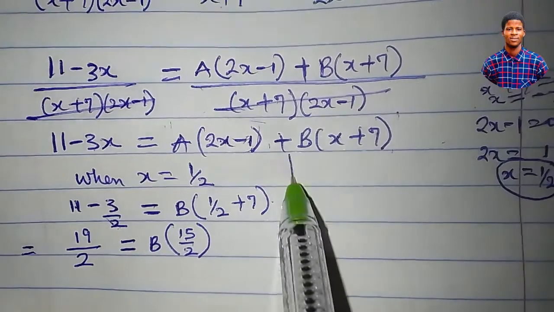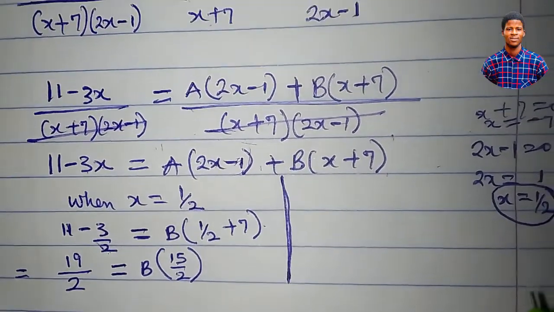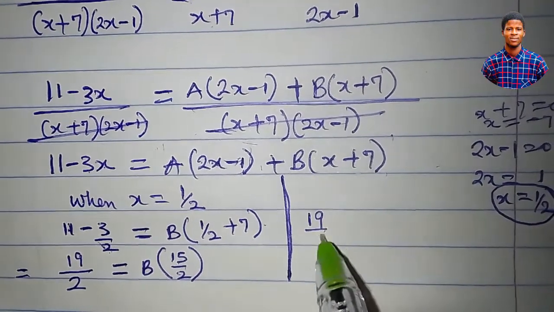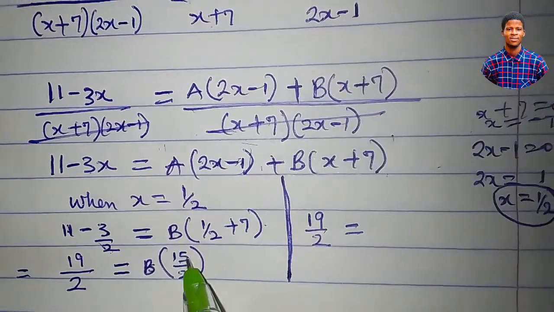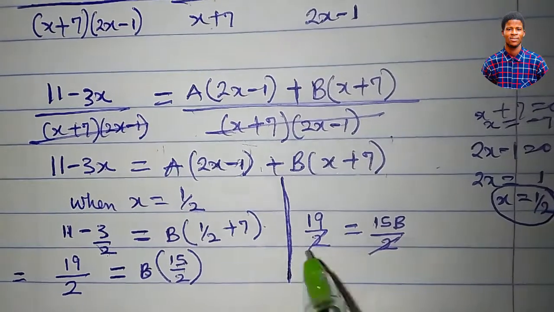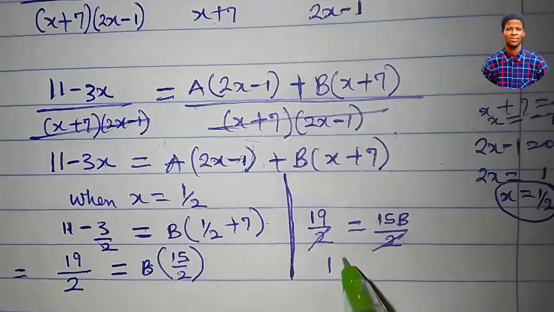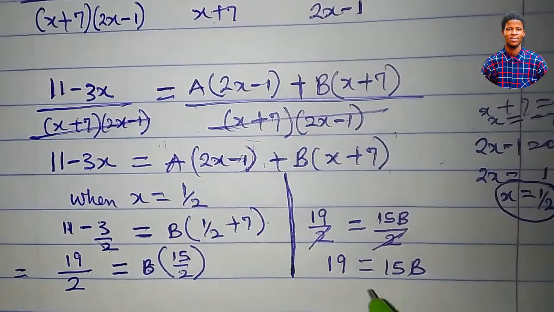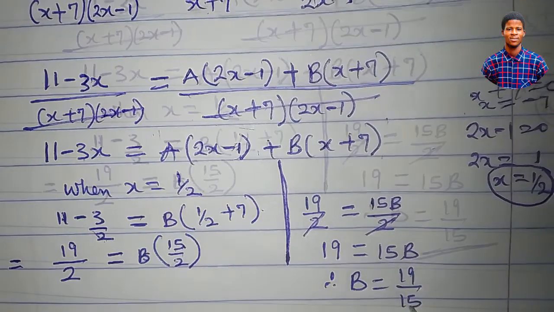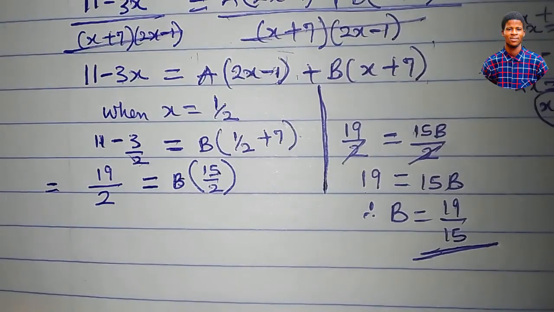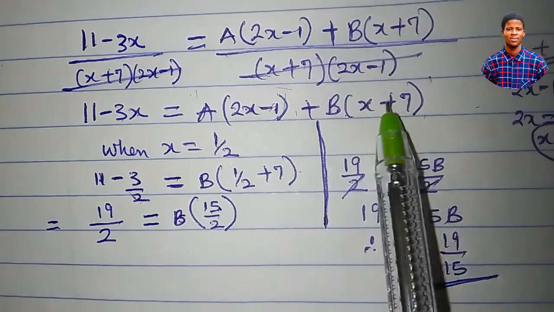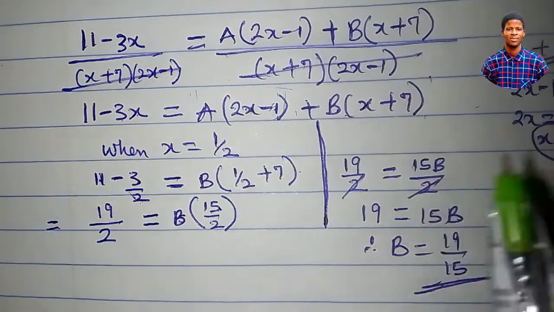Great. Okay, let me finish it here. Now watch. This is 19 over 2 equal to B times 15, which is 15B all over 2. 2 cancels 2. So 19 is equal to 15B. That means B is equal to 19 all over 15. Alright, let's get the value of A. To do that, we'll plug in minus 7 for x, because minus 7 plus 7 is 0, and everything here is 0. So B is out.